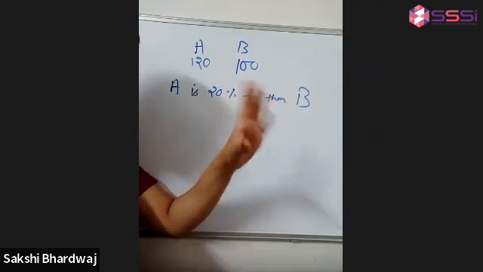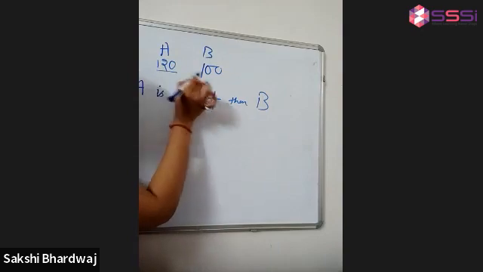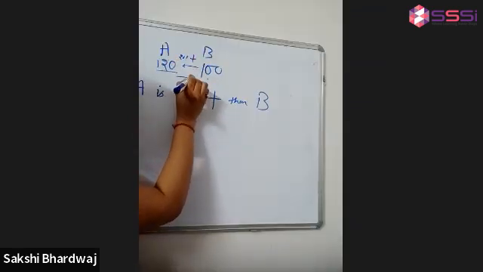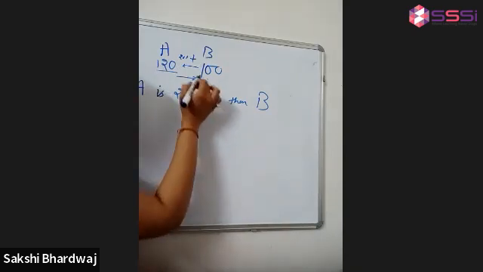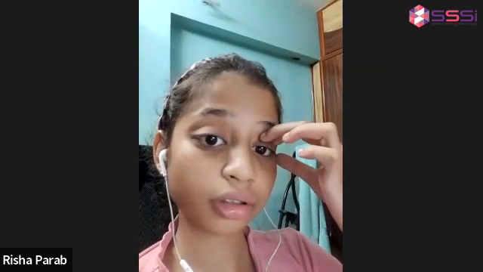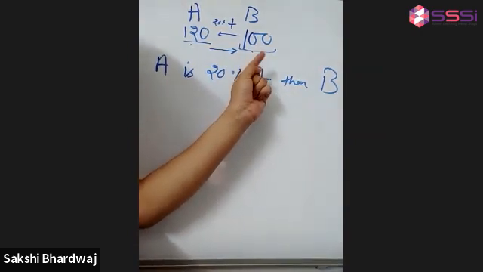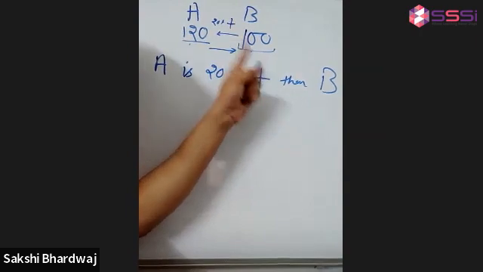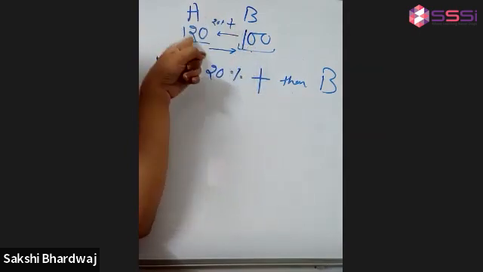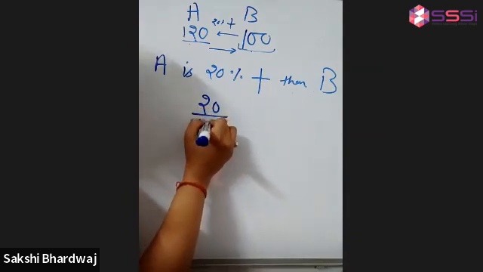Not 20%. This is 20 more than B. Then how much percent less is this? To this 120, we are comparing. This is 20 more than B, which is 100. Now I am asking, this is what percent less than A? Now we are comparing this to 120. Now we need to find 20 upon 120 percent.